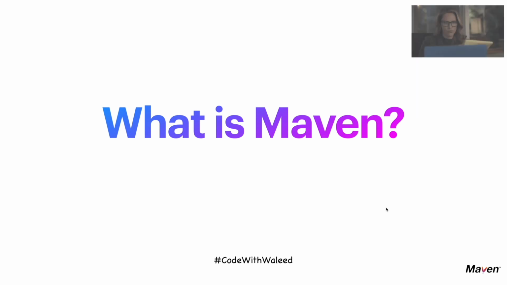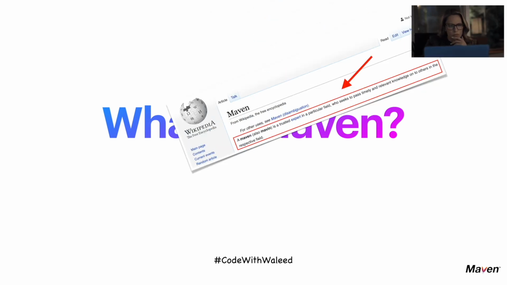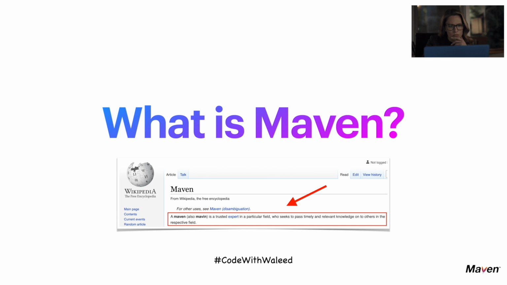So what is Maven? If we have a look at the English definition from the dictionary, it tells you, from the Wikipedia page, that it is a trusted expert in a particular field who seeks to pass timely and relevant knowledge on to others in a respective field. And the other definition would be that it's an expert or connoisseur. Right, that is what Maven is, and you'll see this tool from Apache has almost the same definition when we talk about it as being a technical tool.